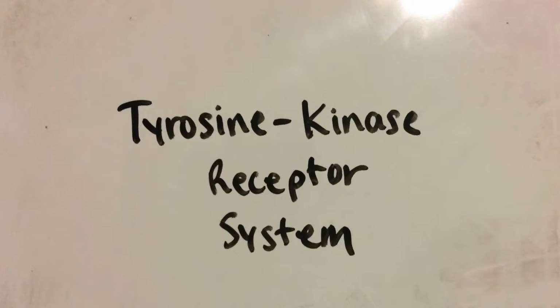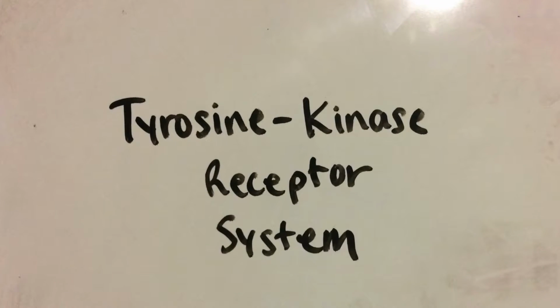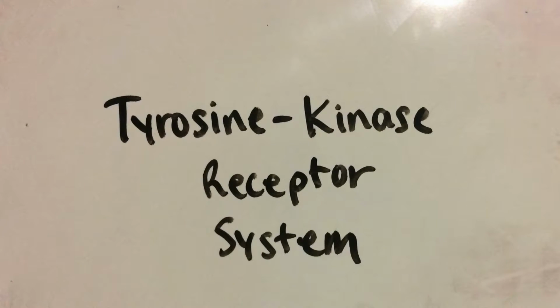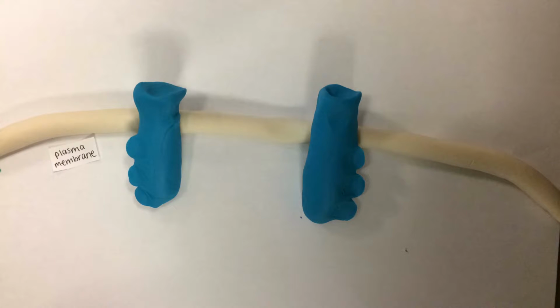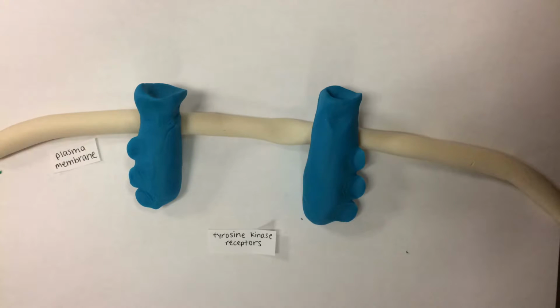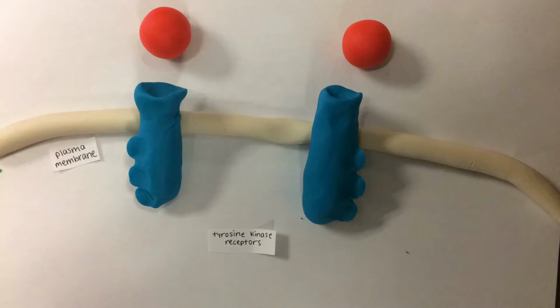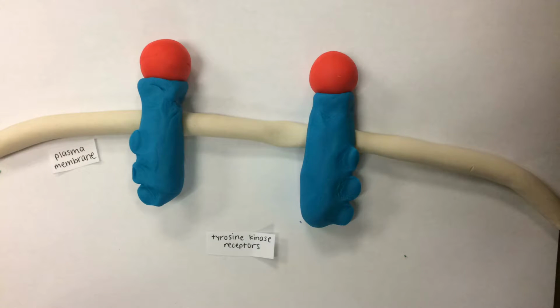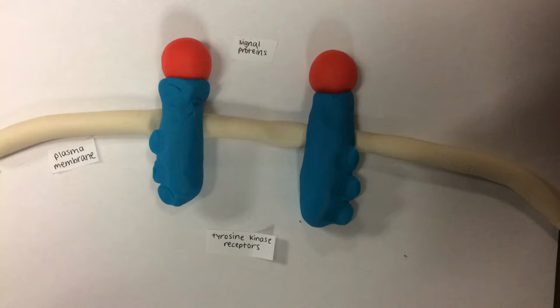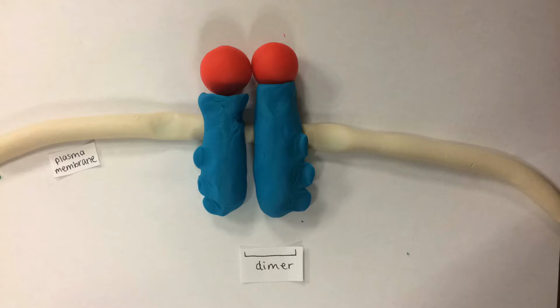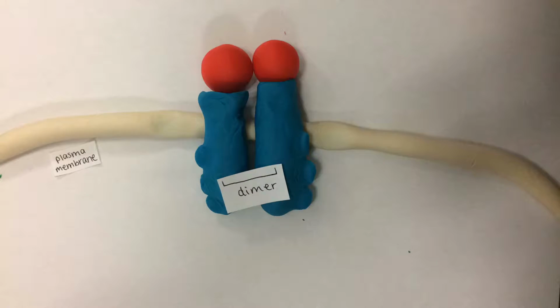This method involves tyrosine kinase receptors and therefore is called the tyrosine kinase receptor system. Here we see two inactive tyrosine kinase receptors. There are 3 tyrosine groups attached to each of them. A signal protein attaches to both of them simultaneously. This triggers the receptors to move and attach to each other. This double structure is known as a dimer.